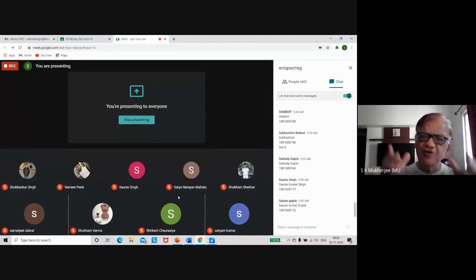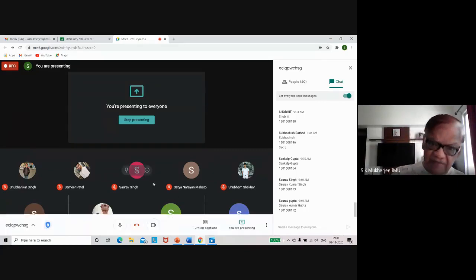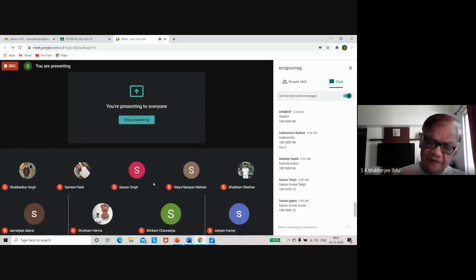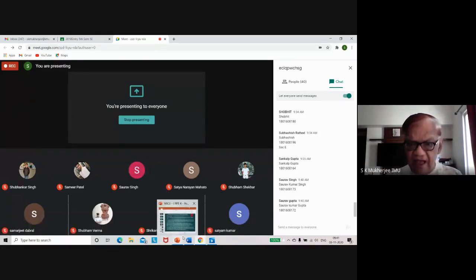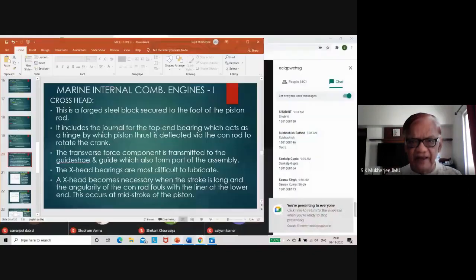Apart from the gas pressure, you have the weight of the piston, the weight of the connecting rod, the weight of the piston rod. So those weights are also there on the crosshead bearing. So the design of the crosshead bearing is a very crucial factor because there is no hydrodynamic lubrication possible. And because no hydrodynamic lubrication is possible, you need to have a boost pressure. That means almost a hydraulic pressure to force the oil under the bearing. So let us have a look at the crosshead bearing and the details of the crosshead bearing.